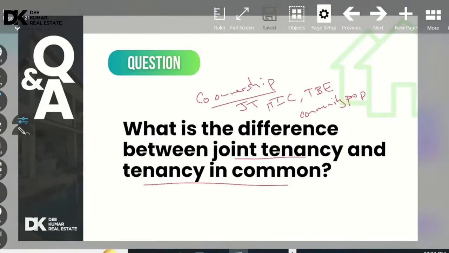And all of this language, joint tenancy, tenancy by the entirety, tenancy in common, tenancy in severalty, all of this stuff shows up in the deed. All right, so forms of ownership simply means co-ownership, that at minimum, two parties own the property concurrently together. Okay, that's what that means.